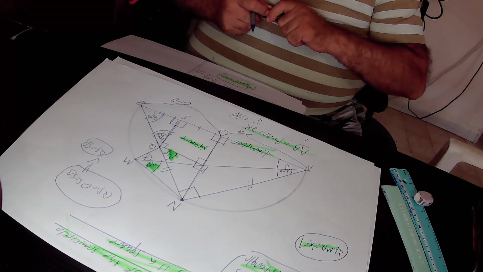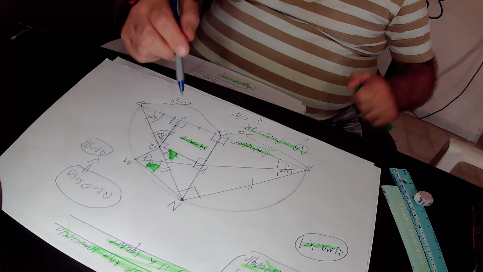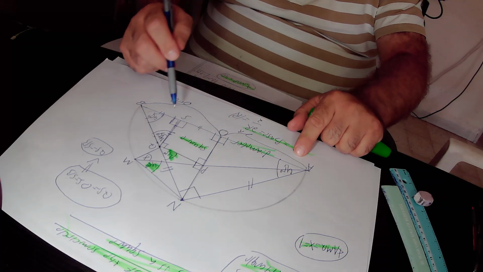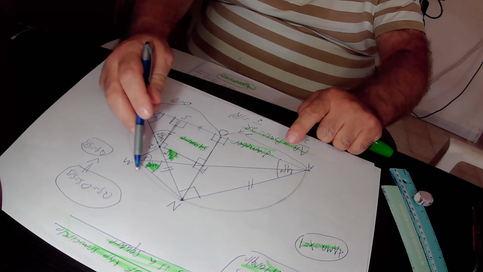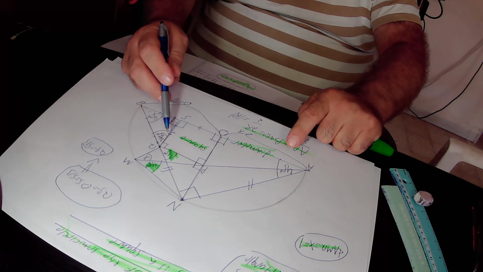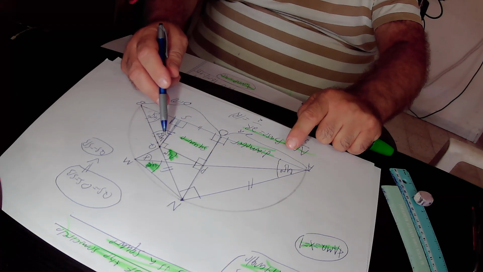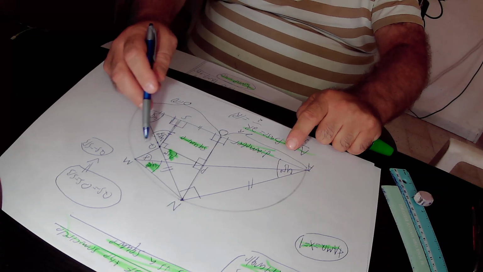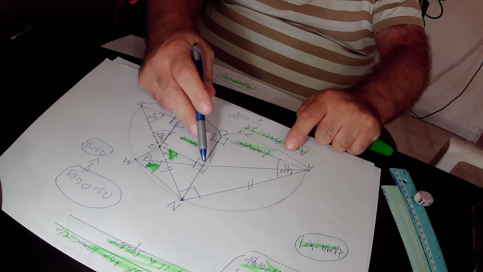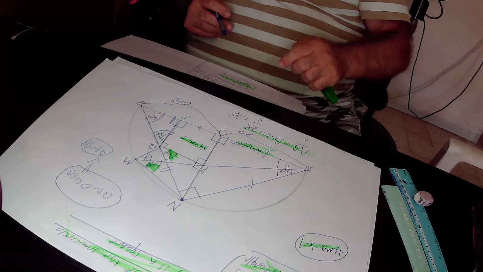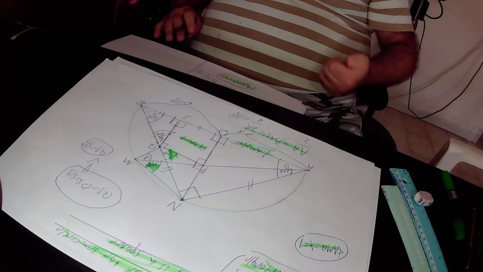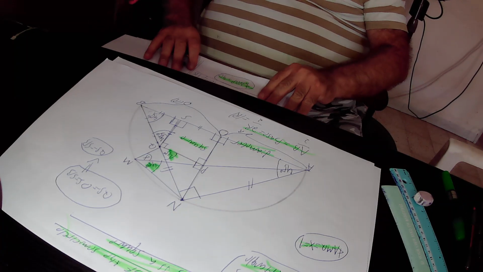In the next step, I'll prove that quadrilateral NMQP is a cyclic quadrilateral. That is to say, it can be inscribed by a circle. So, what is the meaning of the sentence that a quadrilateral can be inscribed by a circle?